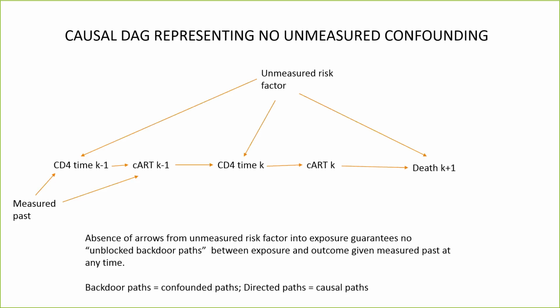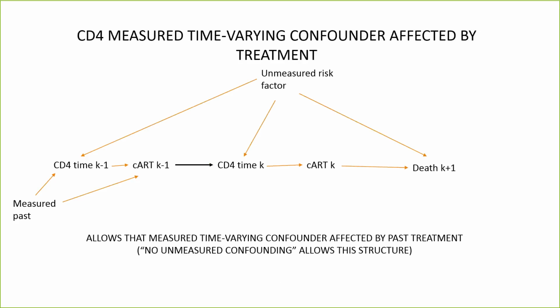It also represents the assumption that CD4 is a measured time-varying confounder, in the sense that in this graph it's predictive of the outcome. In this case, I've made it such that it's associated with the outcome through this unmeasured risk factor. And it's also predictive of future treatment, and the structure holds at each time. And this arrow represents the assumption that this measured time-varying confounder can itself be affected by prior treatment. So this is giving you a visual representation of those assumptions.